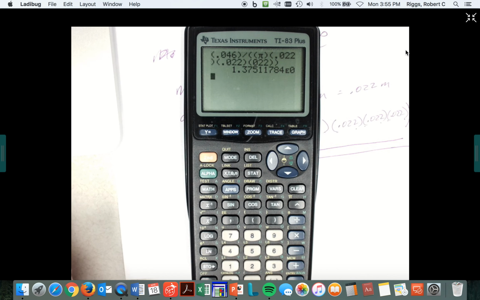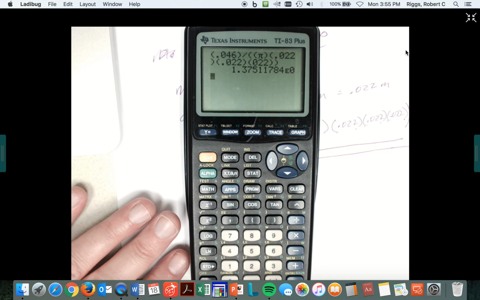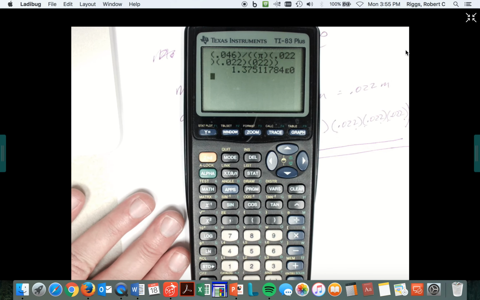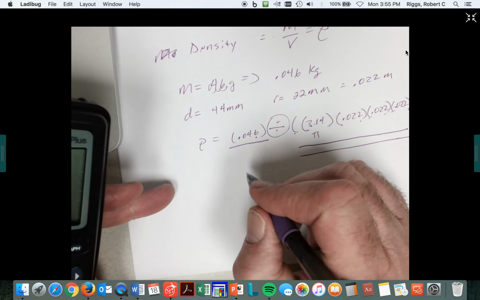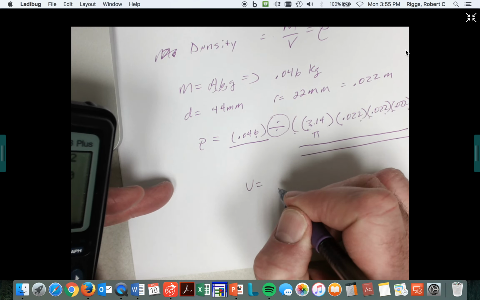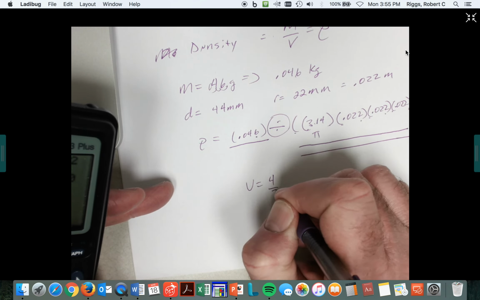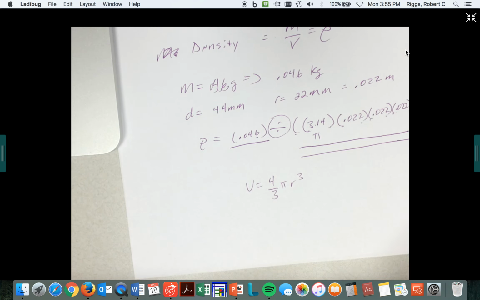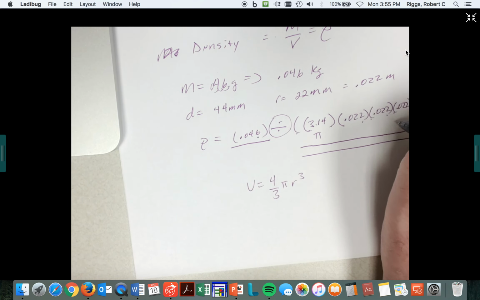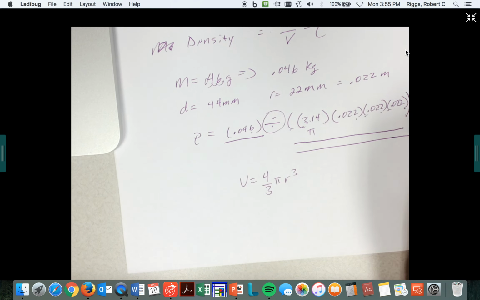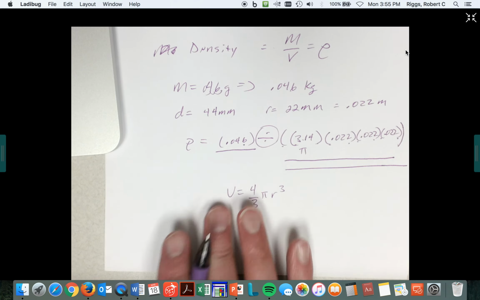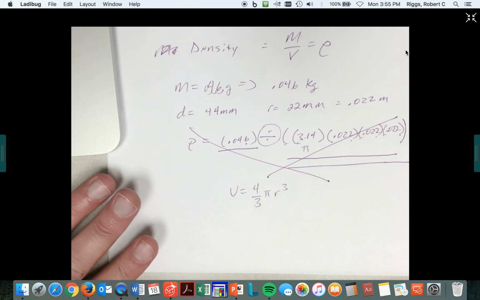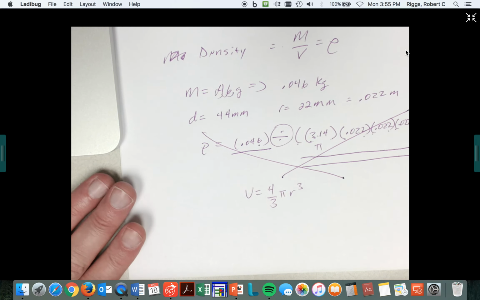So let's verify and see if it's right. Let's see if that is the same thing as 0.046 divided by 4/3. So the volume of something is 4/3. Oh, that's not even close. There's your volume for something round. Pi r cubed. I forgot to multiply by 4 and divide by 3. So what we'll do is, forget I did this. And let's go, this is track 11. Let's go to track 12. All right.